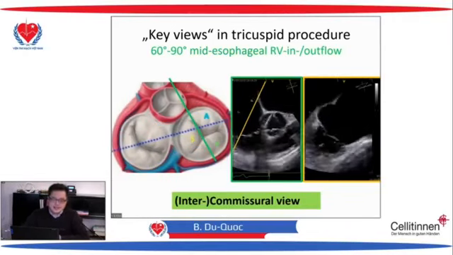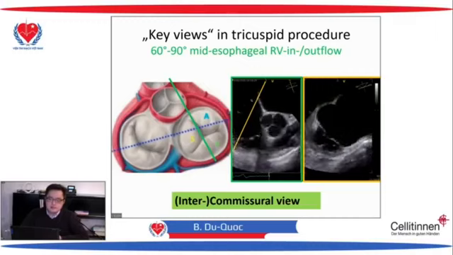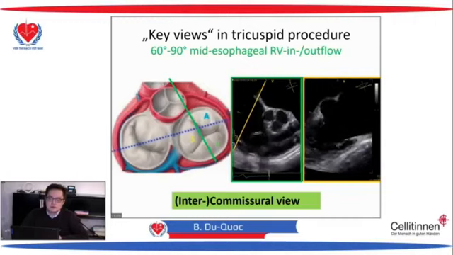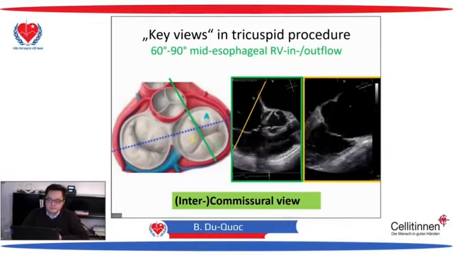Now we come to the next important view. This is the mid-esophageal inflow-outflow view at 60 to 90 degree. This is also called the commissural view.